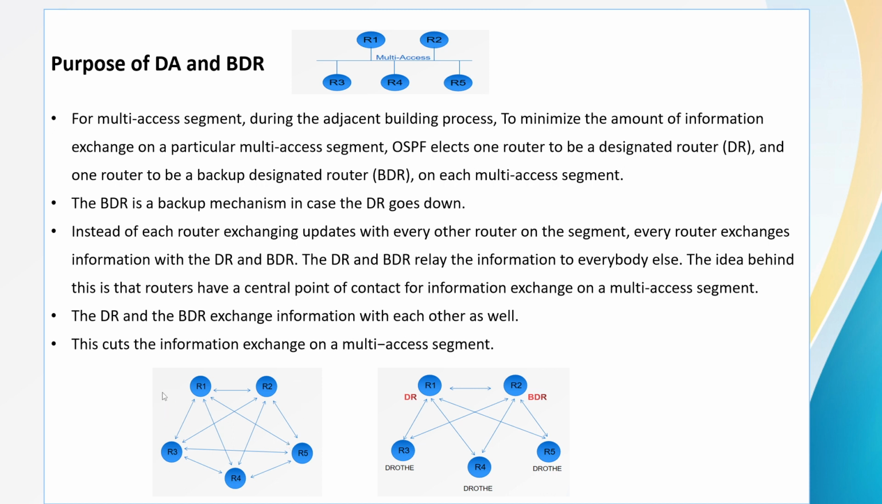The diagram below on the left-hand side shows that if the routers exchange information with every other router, there will be a lot of information exchanged, as the blue arrows show. The right-hand diagram shows that if the DR and the BDR are elected, the exchange will be reduced, as the blue arrows show. Also, the DR and the BDR are a central point of contact for information exchange.